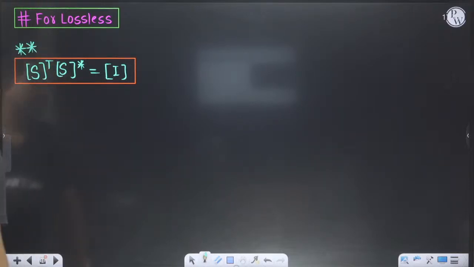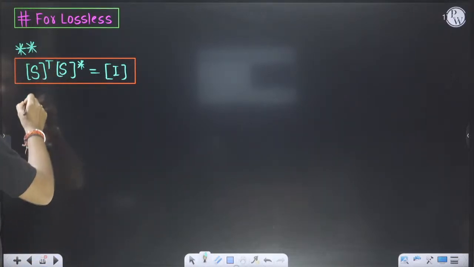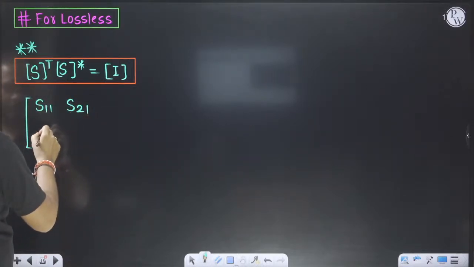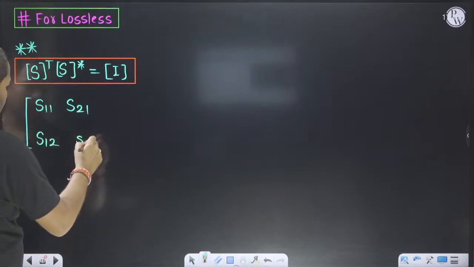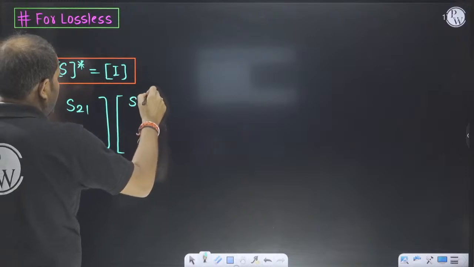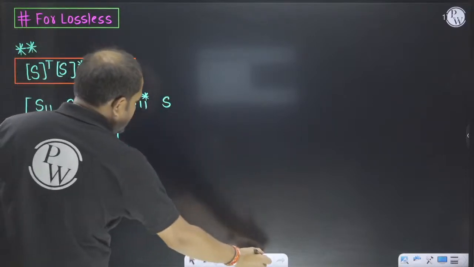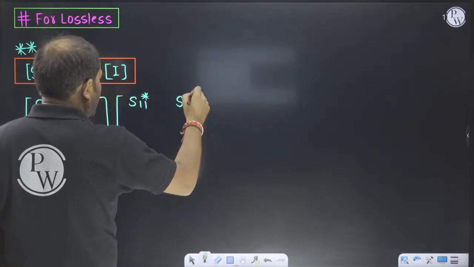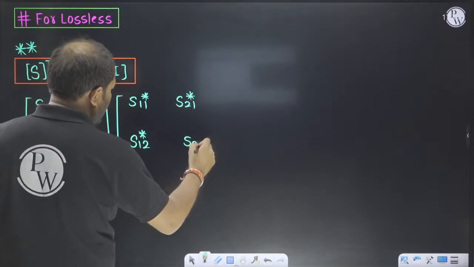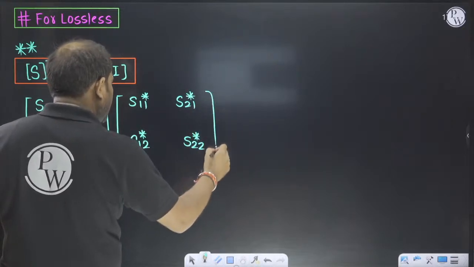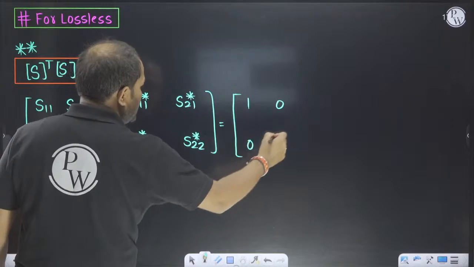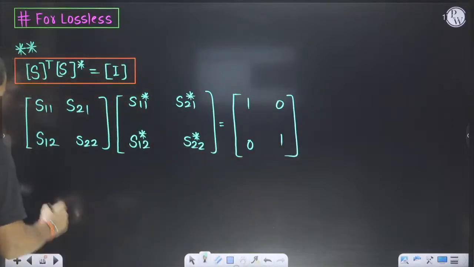Okay. So S transpose is S11, S21, S12, S22, and the conjugate is S11 conjugate, S21 conjugate, S12 conjugate, then S22 conjugate. I am just applying the conjugate only. Then I multiply, and I will get the answer 1 0 0 1. This is the identity matrix.